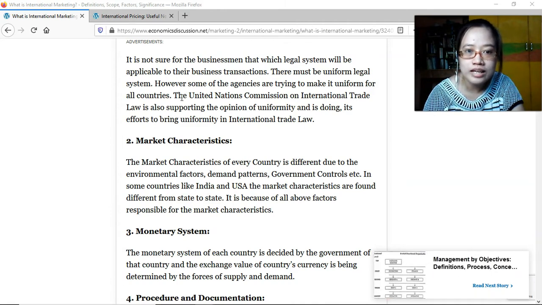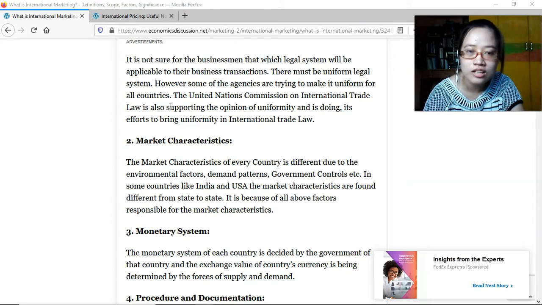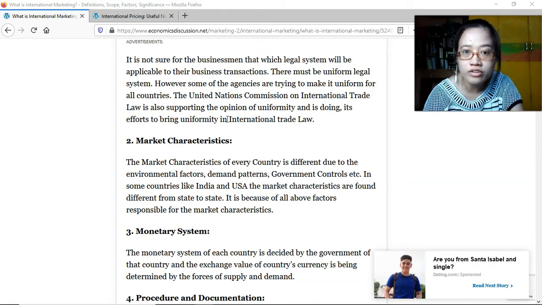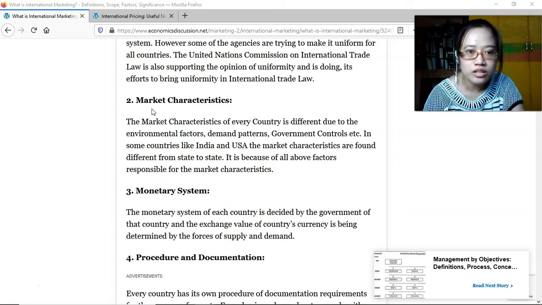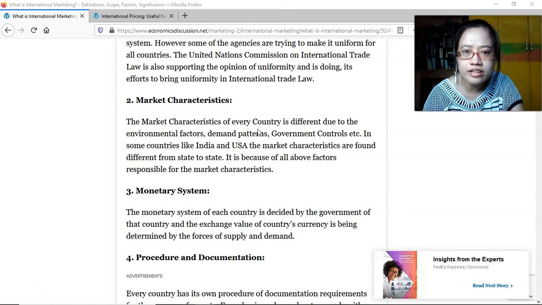There must be a uniform legal system. However, some of the agencies are trying to make it uniform for all countries. Okay, but if it cannot be done because of legal restrictions, then you shouldn't. The United Nations Commission on International Trade Law is also supporting the opinion of uniformity and is doing its efforts to bring uniformity in international trade law. Okay, the United Nations is supportive of uniformity in international trade law.